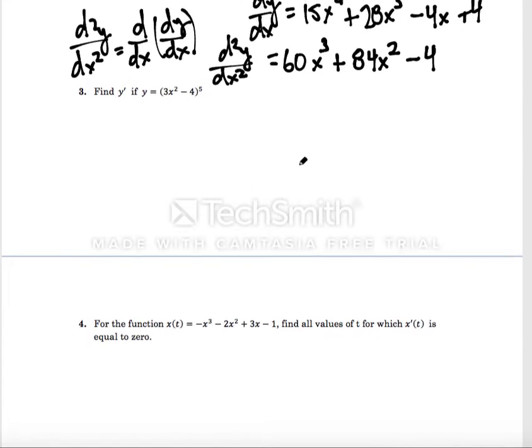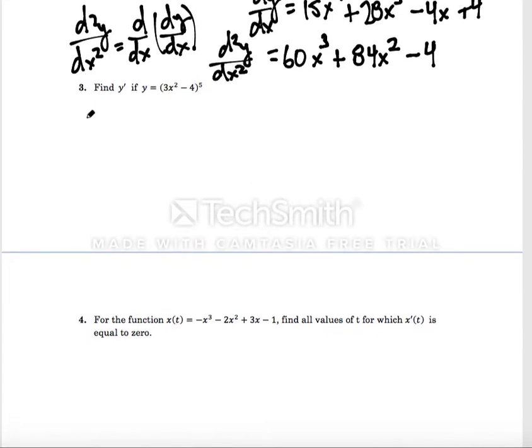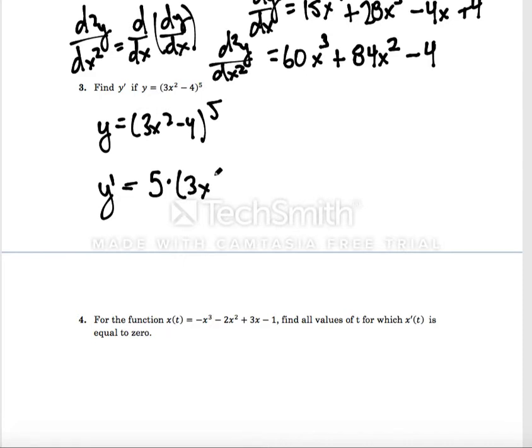Moving on to 3. Now I'm looking for y prime if y equals 3x squared minus 4 in parentheses to the 5th. So again, we're looking for the first derivative. This particular one uses the chain rule. So if I have y equals 3x squared minus 4 raised to the 5th, I do something similar to question 2, where I'm going to take this power and make it a coefficient. So I'm going to multiply by 5, and then I'm going to take the exact same set of parentheses and reduce that exponent by 1, so 5 becomes a 4.